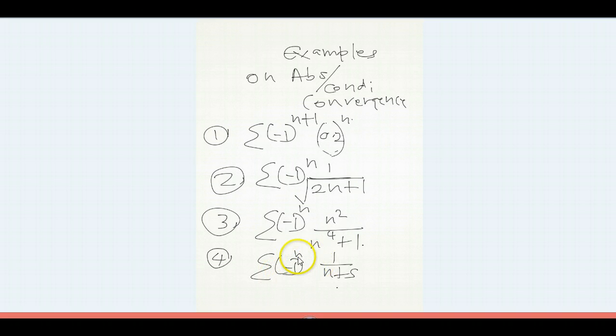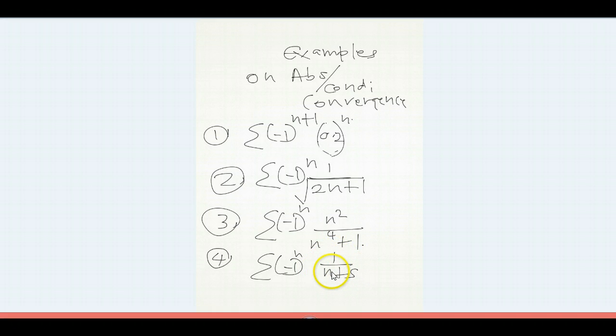Once again, let's try the AST for part 1. You have the alternating widget here, and the remainder decreases to 0 clearly. The limit of this is 0. So this is clearly convergent by AST. Now if you look at the absolute value series, this goes off, and then you have sigma of 1 over n plus 5. Well, we'll look for the partner. So clearly the partner is 1 over n. So sigma 1 over n.